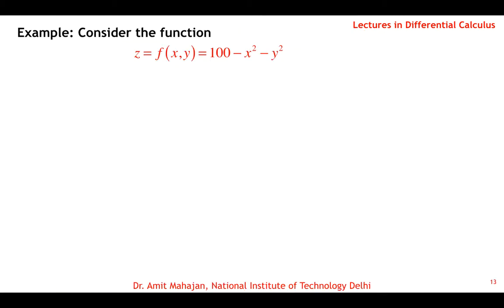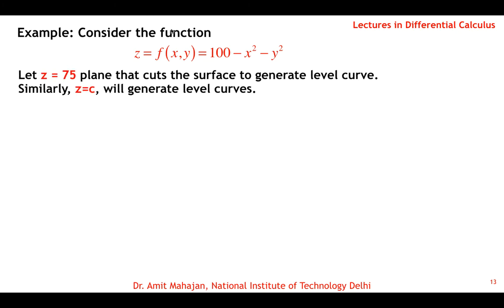Say, for example, I take one more example here. Consider the function z equals 100 minus x² minus y². So now you know what exactly this means: z on this side, minus x² minus y². This is a downward paraboloid. Let z equal 75. There is a plane which cuts the surface to generate a level curve. When a plane cuts a surface, it generates a level curve. Similarly, if I take different constant values, z equals constant, it will generate more level curves.